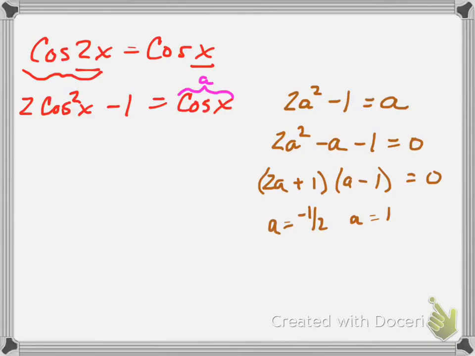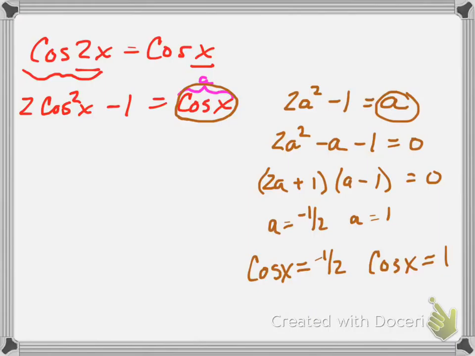Okay, so I have answers for a. Is that what I want? At the beginning of this problem, did you say, man, I wish I knew a? No, there was no a at the beginning of the problem. We want to know what x is. So I'm going to go back now and put cosine x in for a, just like a few steps ago, I put a in for cosine x. They're the same. The only reason I did that was for those of you who were confused and could not see the quadratic through the trigonometric functions.